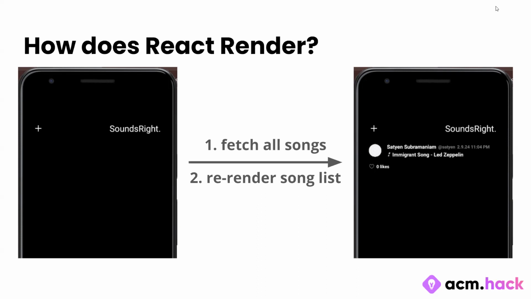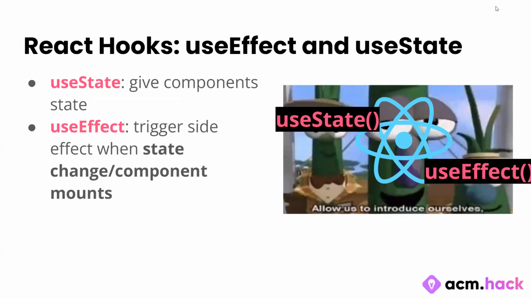Okay, so to do that, we're going to need a couple of tools. We're going to make use of these two React hooks. Specifically, the first one, useState, allows us to give components a notion of a state. We'll get into what that means in a second. And then useEffect allows you to trigger a side effect at a particular point in time. Generally, this would be when state changes or when a component first mounts. And the side effect is essentially just a function.